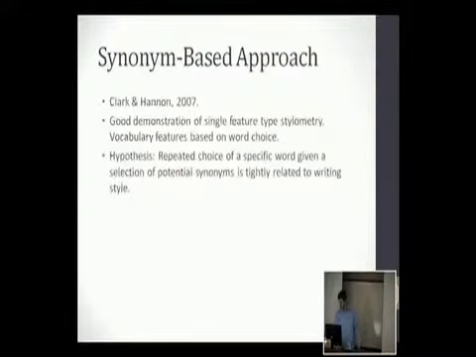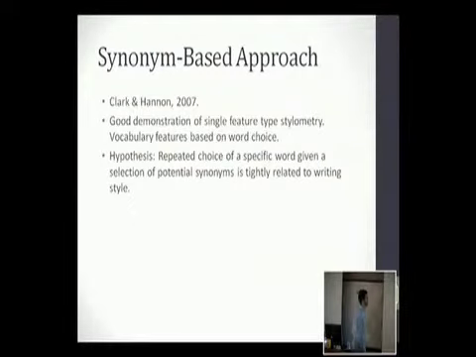I'm going a little bit long, so I'll rush through this a little bit. I want to go into 2 of the approaches in a little bit more detail. The first is the synonym-based approach. And this is a good demonstration of what a single feature type of stylometry is. They're only looking at word choice, right? They're only looking at your choice of a specific word, given the options you could have used in the place of that word, and they try to figure out your authorship. And this is a method that we actually found to be very accurate in determining authorship.